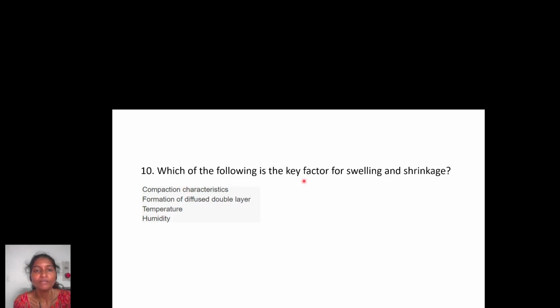Which of the following is the key factor for swelling and shrinkage? When we discussed the chemistry of how water reacts with the soil, swelling and shrinkage happen because the soil is reacting with the water. Out of the 4 options, temperature, humidity, compaction characteristics, compared to these 3, the formation of the diffuse double layer, which we have already discussed, is the main key factor for swelling and shrinkage of the soil.